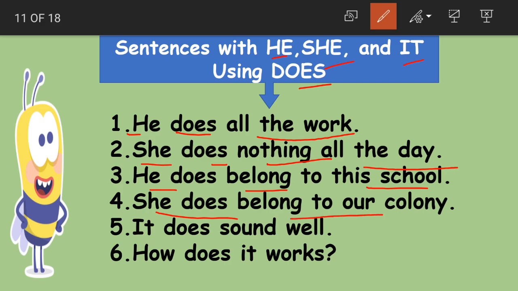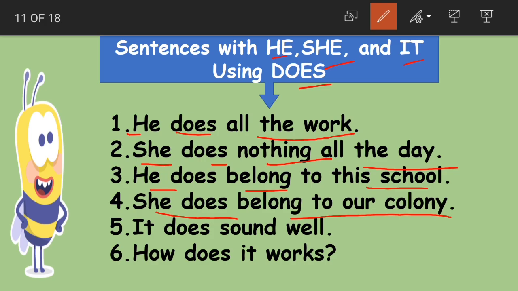She does belong to our colony. She does belong to our colony, in the sense she resides in this colony, she lives in this colony. So she does belong to our colony, that is your colony. In the colony where you live. So that is why it is our colony. No, somebody who is residing along with us in the same area.